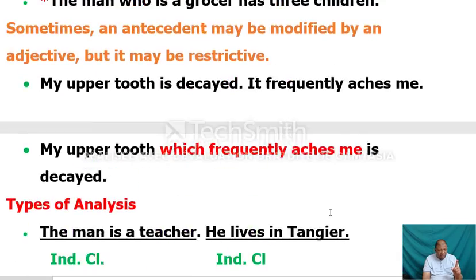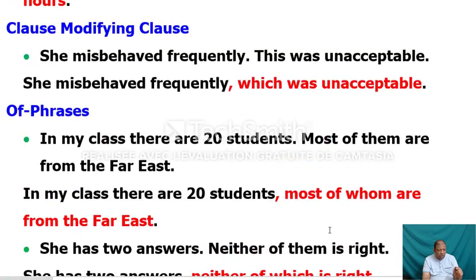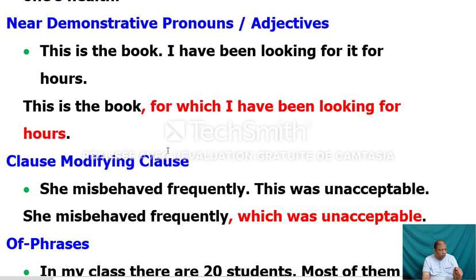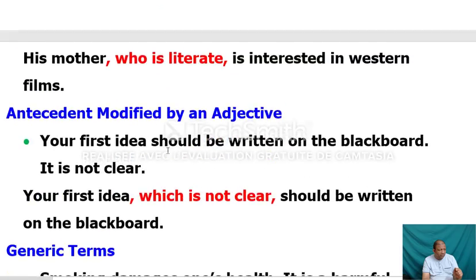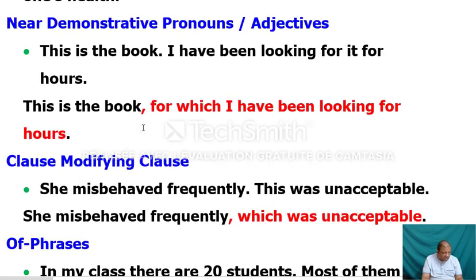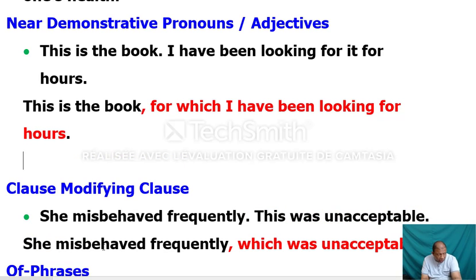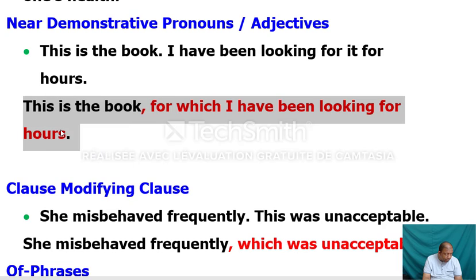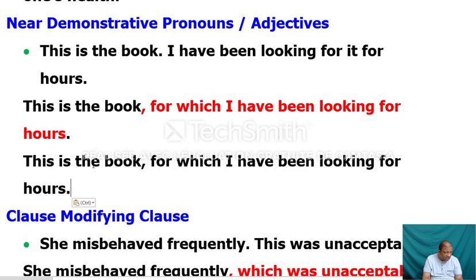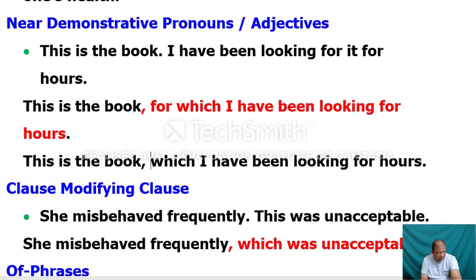Okay, so one thing that I should speak about is related to this one. What is it? This is the book for which I have been looking for hours. Whenever you have a preposition followed by a relative pronoun, this is what we call formal. And we may have another answer, like this: I am going to take here for and put it here, which I have been looking for hours.